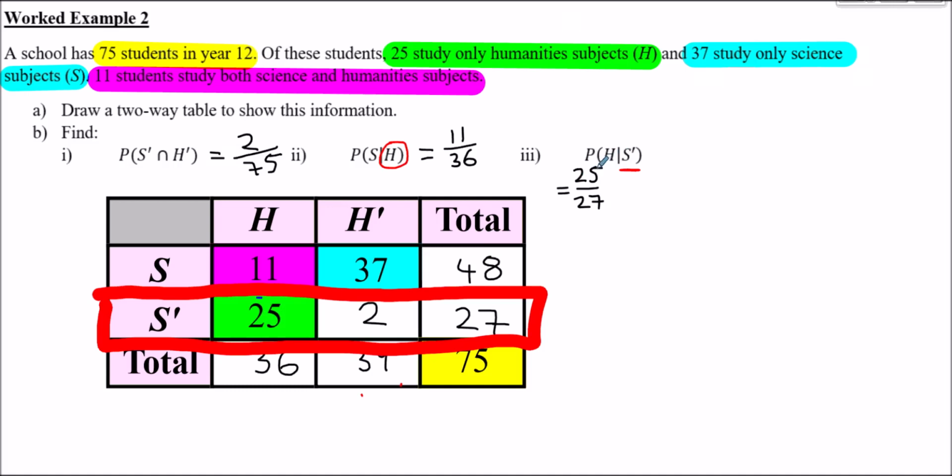So that's how you can do these using a two-way table. If you're wondering, which I'm sure you are, could I use a Venn diagram? The answer's, depending on the question, yes. The same can be achieved with a Venn diagram. That's going to be next lesson's focus.